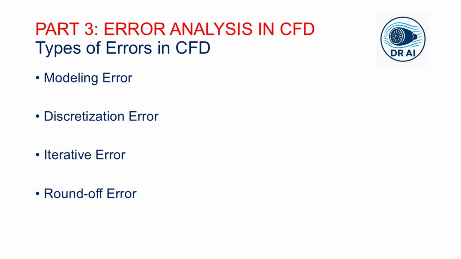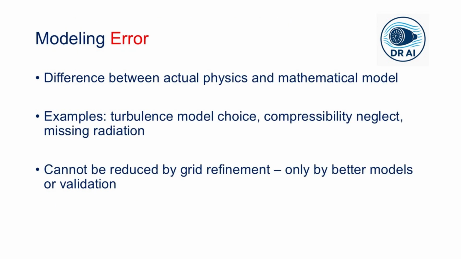Now we move on to the reality of CFD, which is the error part. No simulation is exact in actuality. Our job is to understand, quantify, and reduce the various error sources. Modeling error is the difference between the actual physics and our mathematical model. Did we use the incompressible Navier-Stokes when compressibility effects are non-negligible, for example, when the Mach number is greater than 0.3?